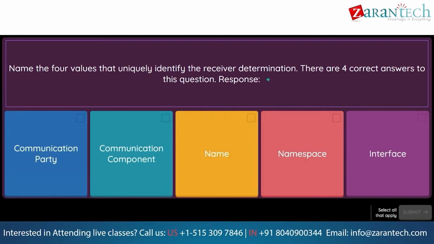Question: name the four values that uniquely identify the receiver determination. There are four correct answers to this question. Response: Option 1 Communication Party. Option 2 Communication Component. Option 3 Name. Option 4 Namespace. Option 5 Interface.